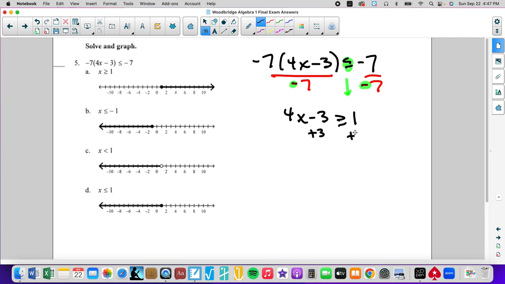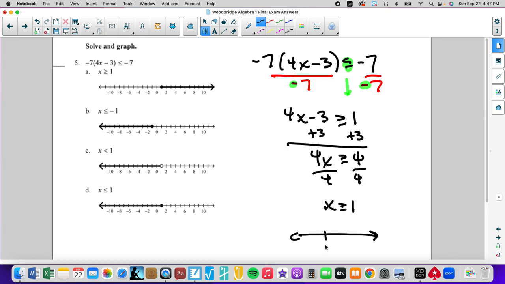We'll add 3 to both sides. 4x is greater than or equal to 4. Divide by 4, divide by 4. We get x is greater than or equal to 1. If we wanted to see that on a number line, closed circle because it's equal to. My solutions are greater than 1, so it looks like that. And that is, I know, surprise, A. We're already seeing an abundance of letter A's.